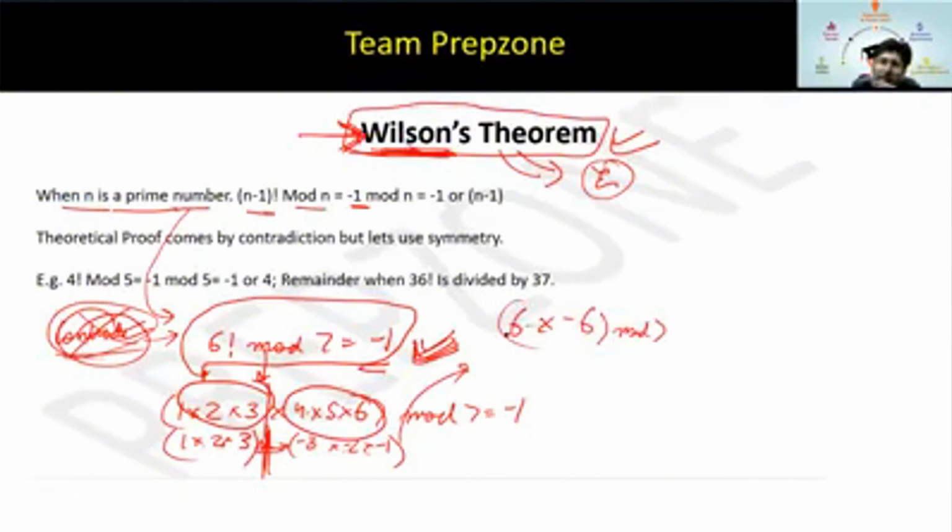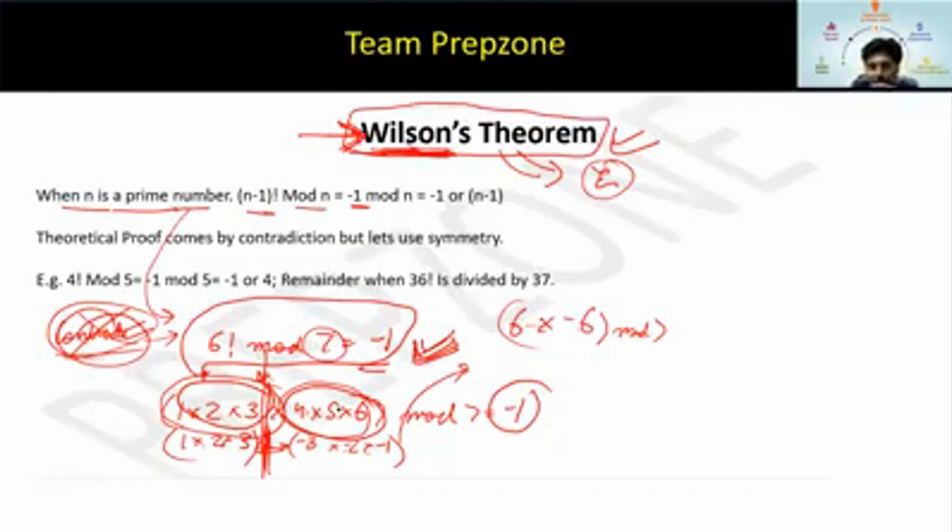What will be 6 mod 7? -1. 6 mod 7 is -1. Hence answer will be -1. This comes by symmetry. You just have to see symmetry and nothing else. Because this will be symmetrical, that is why it is valid for a prime number only. Because only a prime number will give you the symmetrical pattern, right? Hence this is only valid for a prime number.